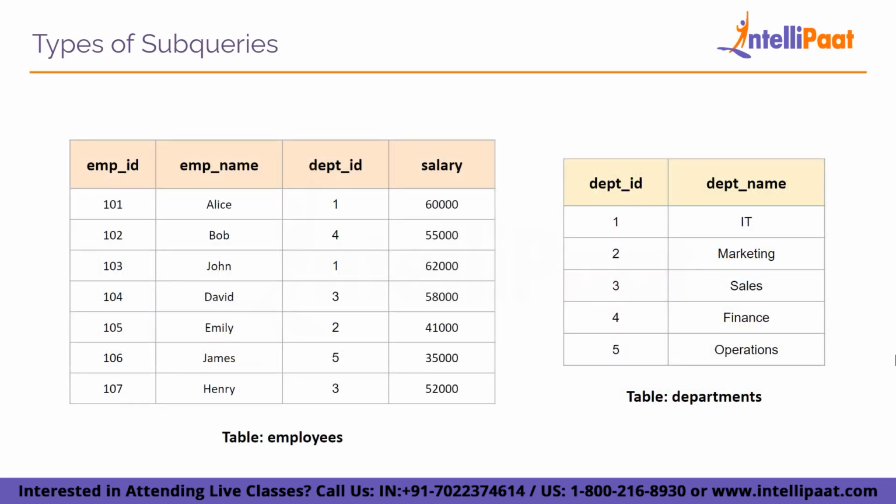Here you can see the two tables, employees and departments. So let's imagine that you are an HR manager trying to find out employees who earn more than the average salary in their respective departments. Like here are various departments: IT, marketing, sales, finance, operations, right? So a correlated subquery lets you fetch data from both the employees table and the departments table within the same query. It's like having a conversation between different parts of the data.